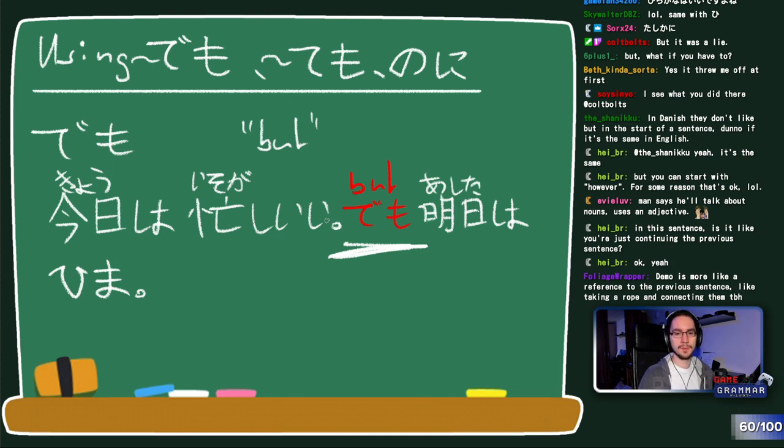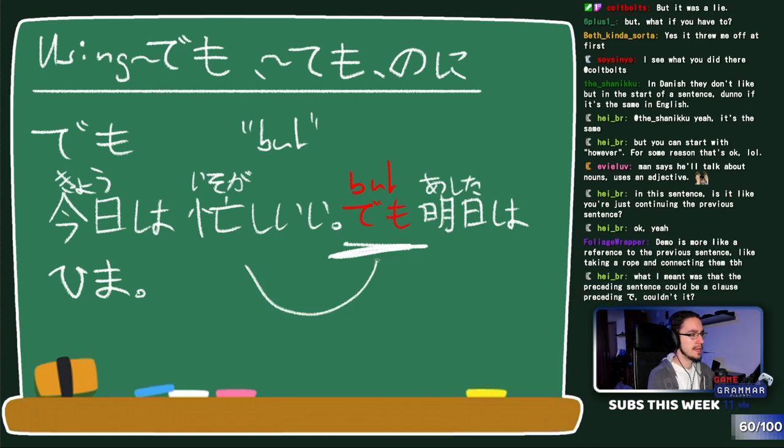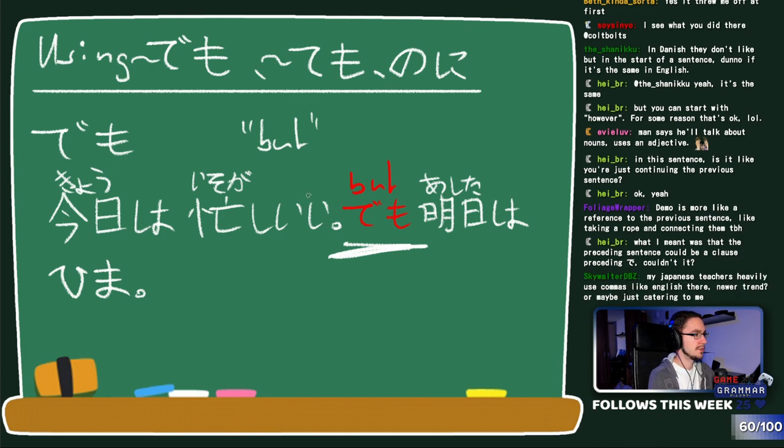Yeah, certainly when you start a sentence with demo, it's heavily connected to the previous one, of course. Because it needs to contrast something. If there's nothing here, then the demo part doesn't make sense. Though this can also be an implied thing, I suppose.